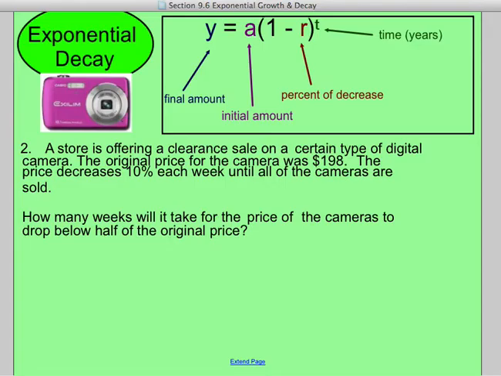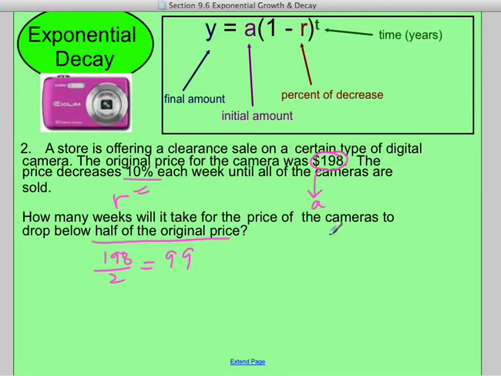Okay, moving on to example 2. A store is offering a clearance sale on a certain type of digital camera. The original price for the camera was $198. So in this case, that is my A value. The price decreases by 10%, so here's R, until all the cameras were sold. How many weeks will it take for the price of the cameras to drop below half of the original price? Well, half the original price would be $198 divided by 2, which gives me 99. Okay, so we want to know, well, when will it be 99?